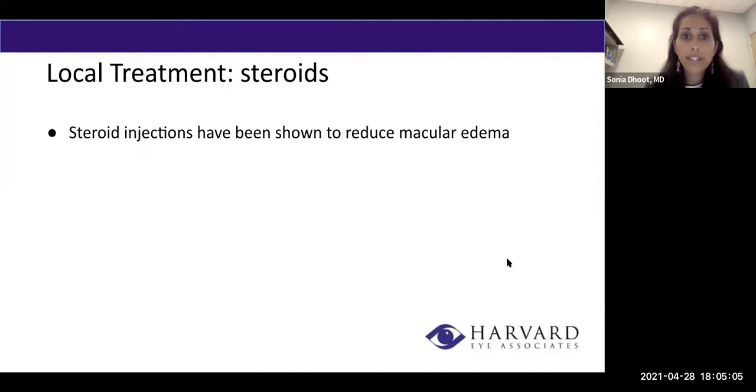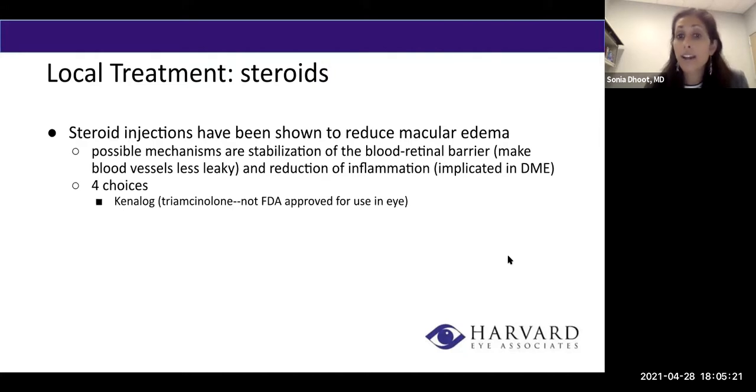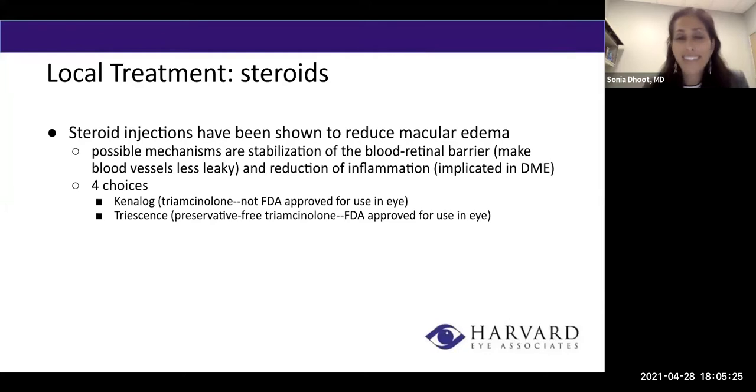So now steroids. Steroids have also been shown to reduce macular edema. And we think, like I was talking about, with the reduction of inflammation, that leads to the blood vessels becoming less leaky. And we have 4 choices. The Kenalog, which is not FDA approved for use in the eye, but is still used nonetheless. Triessence, which is basically preservative-free triamcinolone or Kenalog, and that one is FDA approved.